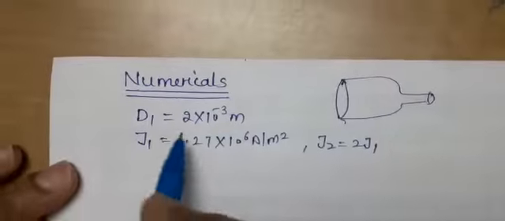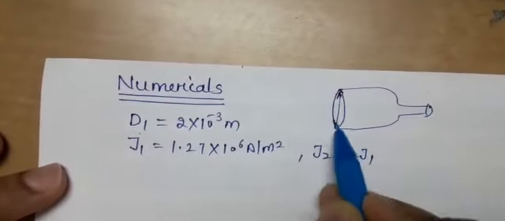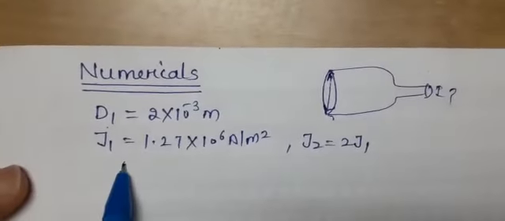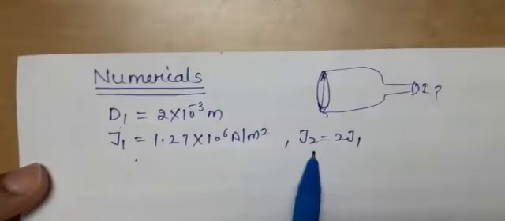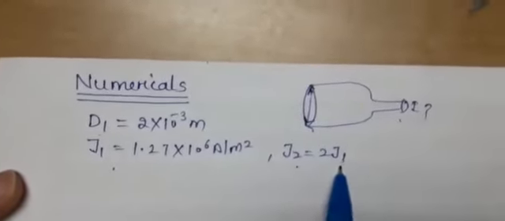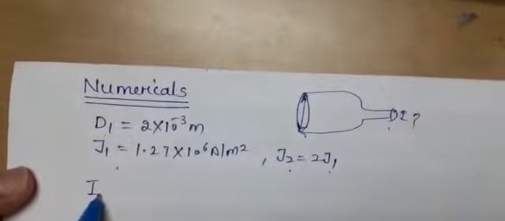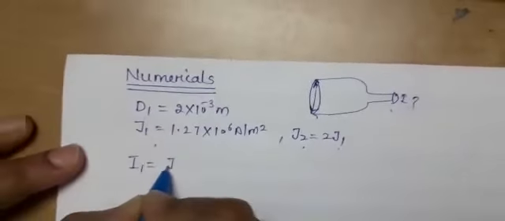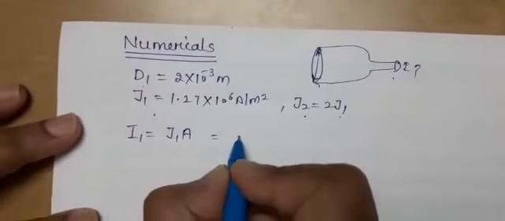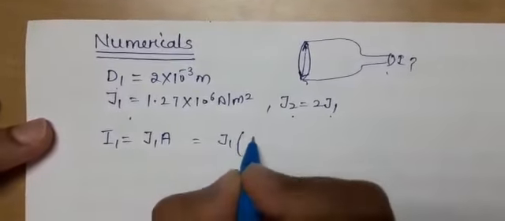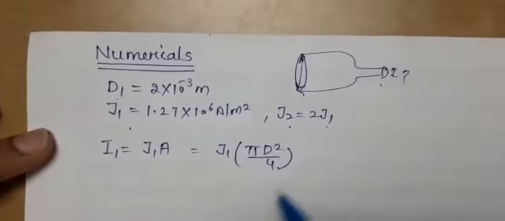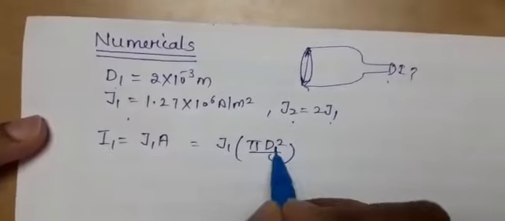Now see, this diameter d1 has been given and we have to calculate the diameter of this constriction. The current density on the right side of the constriction has been given to be twice the initial one. So first of all we have to calculate the current, as current is current density into area of the constriction. The area of the constriction will be pi d square by 4, where d is the diameter. So here we will take the diameter d1.